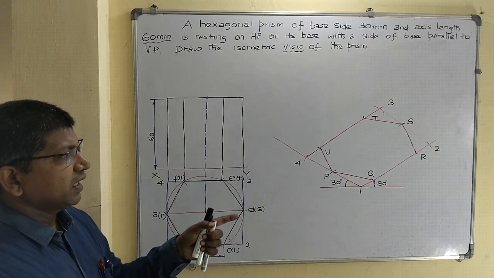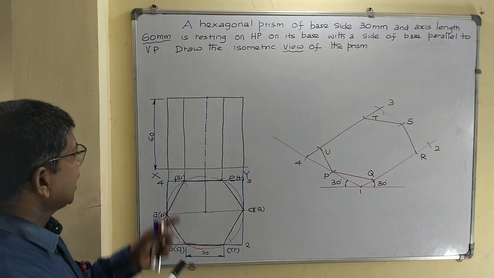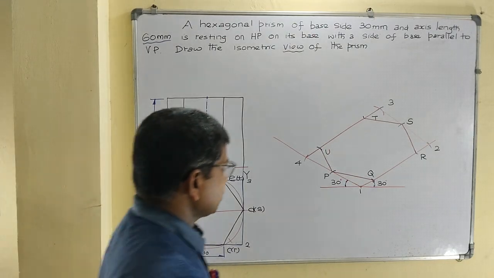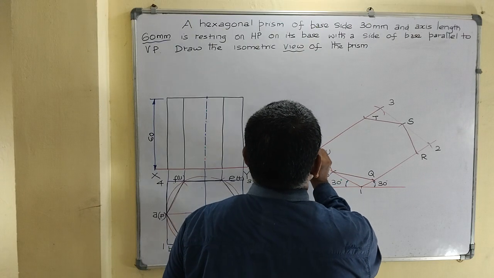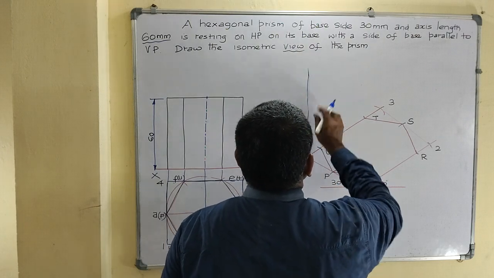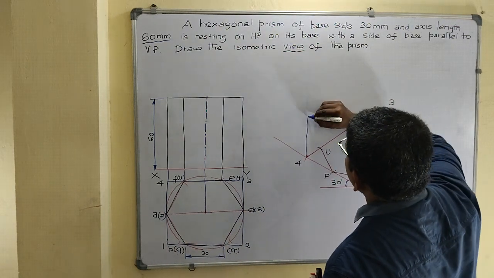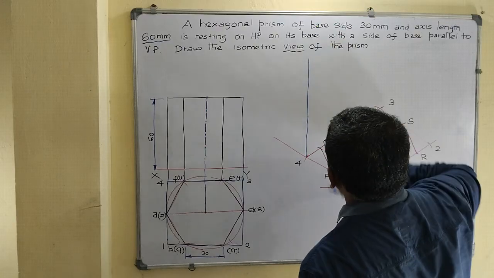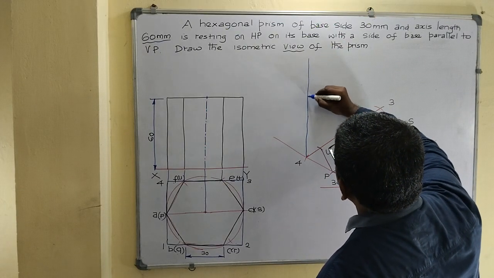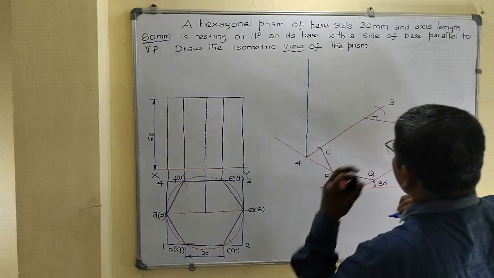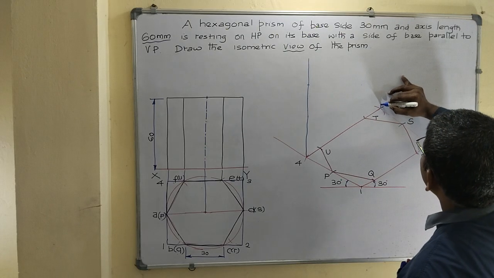Now from each corner of the rectangular box, draw a perpendicular line, because our axis length is equal to 60 mm. So draw a perpendicular line from each corner, 1, 2, 3, 4, a vertical line. The length of the line equals 60 mm. By using true scale, true measurement, draw the 60 mm length line from all the points.